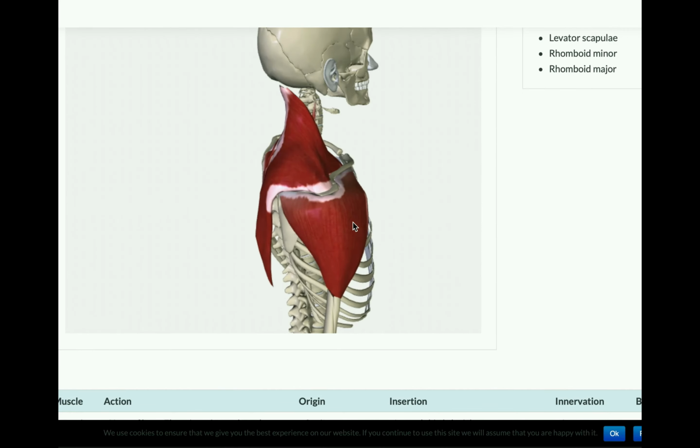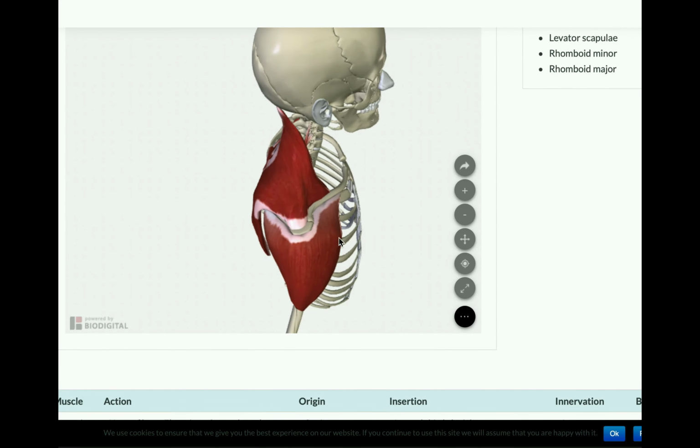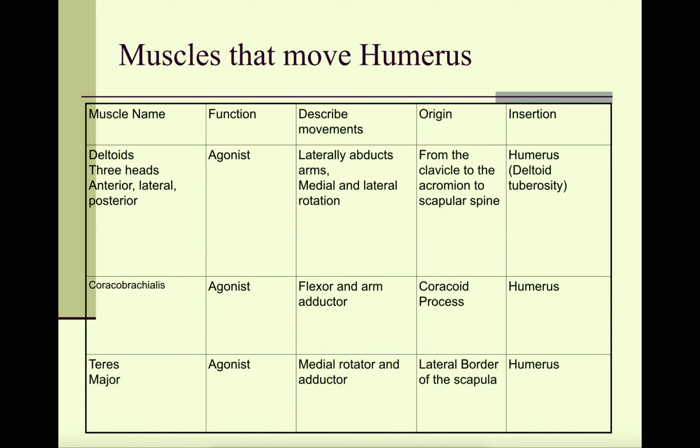We can see that if we rotate this upward, that part of the origin is actually on the clavicle right here, and then the other part of it is actually just on the scapula. So we could more or less say that the anterior origin is the clavicle, and the posterior origin is the scapula. Hopefully that makes sense. And the insertion of the deltoid is going to be on the humerus, more specifically the deltoid tuberosity.